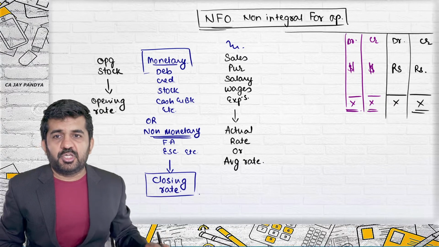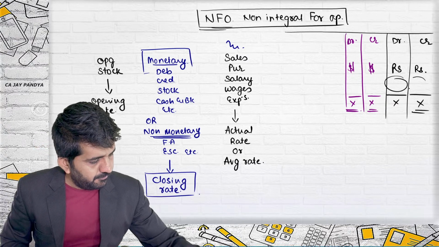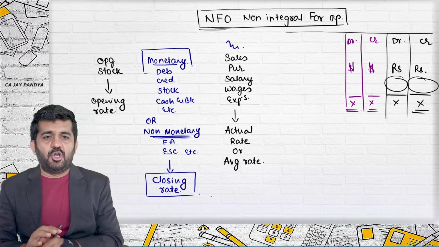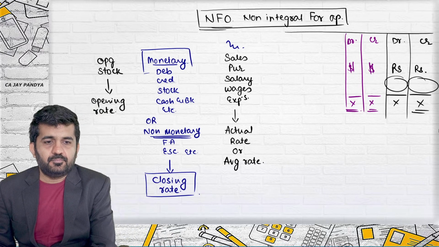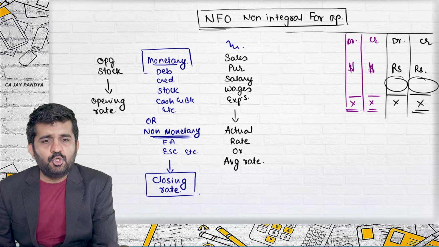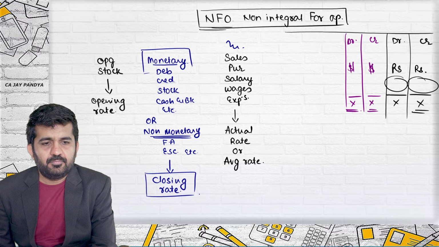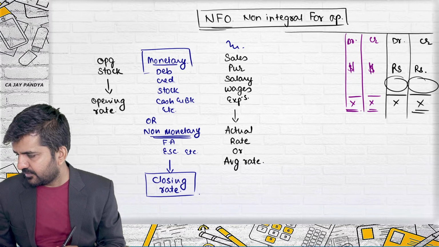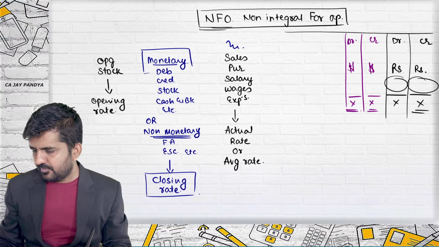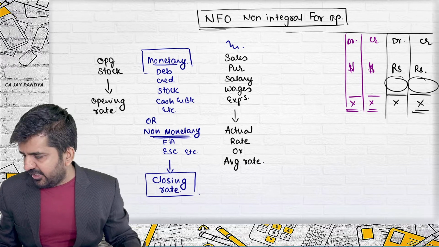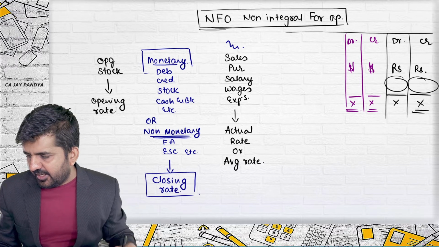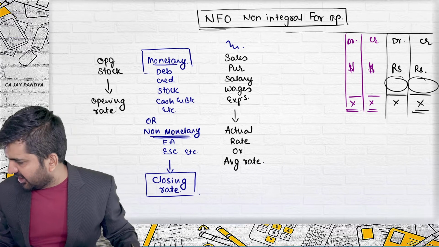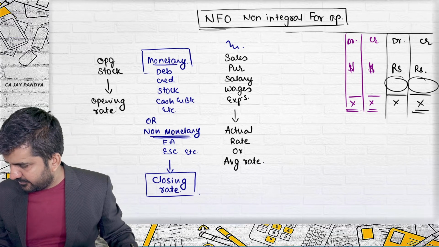Yes or no? Drashti, same student. Will it tally or not? Yes, no? No, it will not tally. What is the reason? Can you tell me? Same rates are not, rates are different. So why monetary as well as non-monetary? Anything which is in balance sheet is having same rate, closing rate.